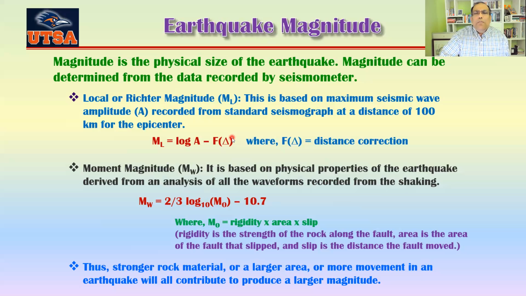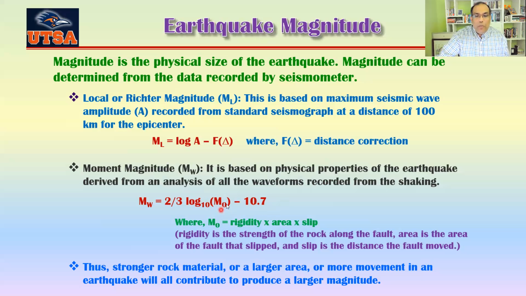But most correctly, for scientific people, we usually use the moment magnitude. What is that moment magnitude? It is based on physical properties of the earthquake derived from an analysis of all waveforms recorded from the shaking. The Richter one is only from the maximum, but this one is not. So what is that one? This one is 2/3 of log moment minus 10.7.